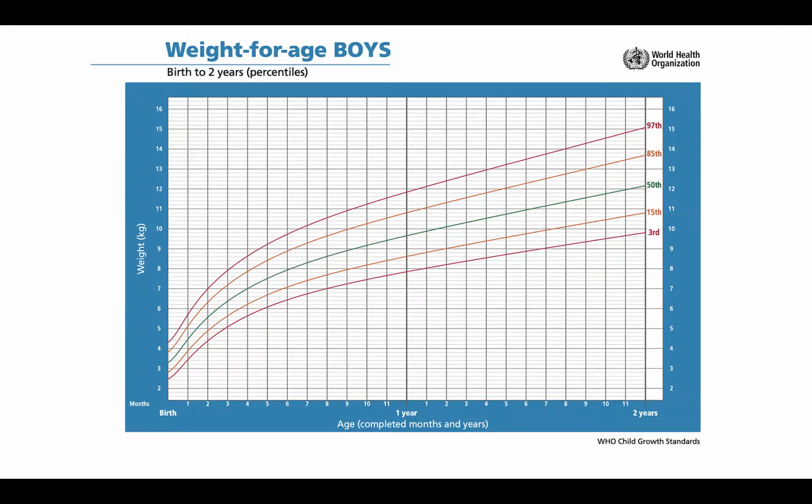Here is a weight for age growth chart for boys, and if we have a boy who is 11 months of age, we can plot that on the x-axis. If his weight is 7.8 kilograms, we can plot that on the y-axis. At the intersection of these points, we can see that this boy's weight for age is in the 3rd percentile.